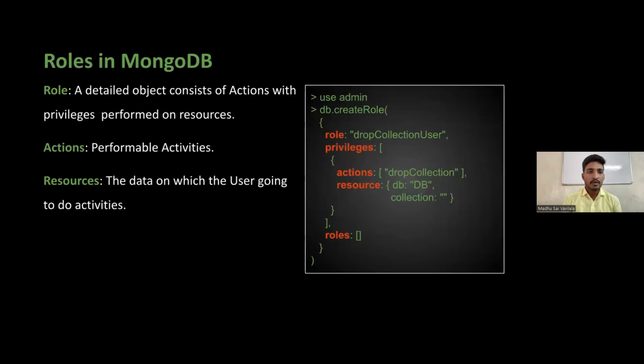Roles in MongoDB. A role is a detailed object which has actions and resources. Actions are the events performed by the user, and resources are where the user is going to perform the activities. Those are at the MongoDB level. Resources are the database and collection.